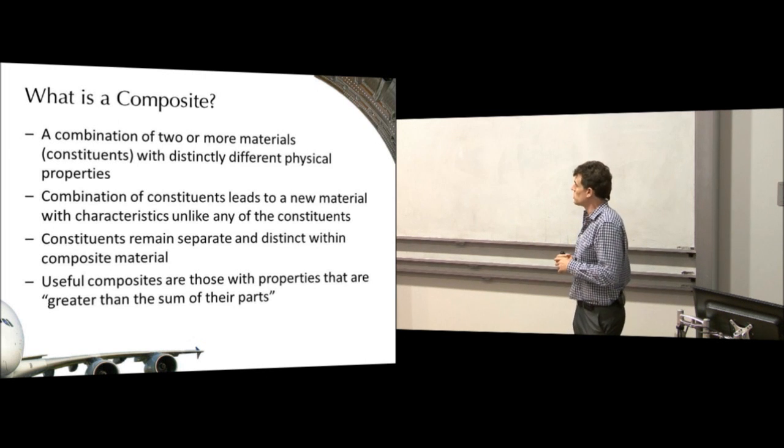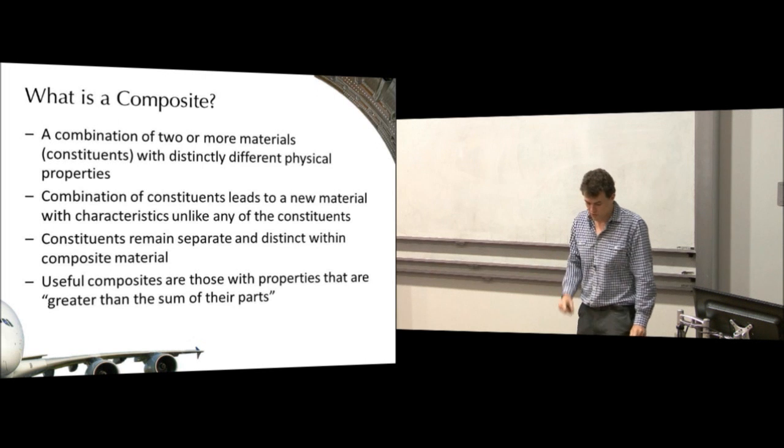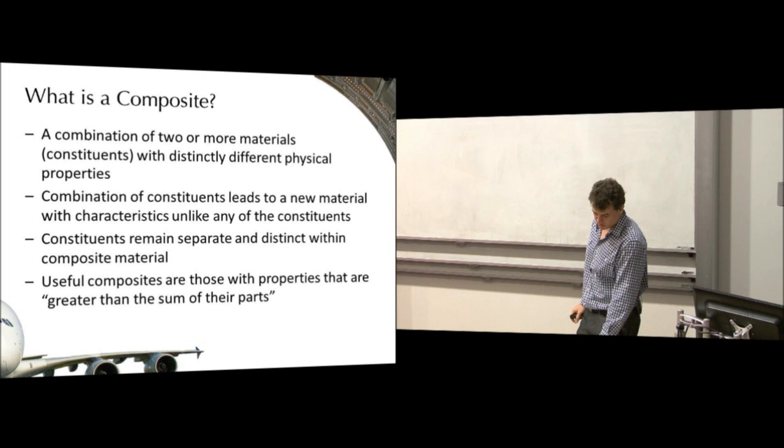And that goes as far back in human history as putting straw into mud to make mud bricks, because the straw has some strength to it that the mud didn't have, and so you can make your housing out of it. But composites have got a long history, but we're only using them in aircraft fairly recently.